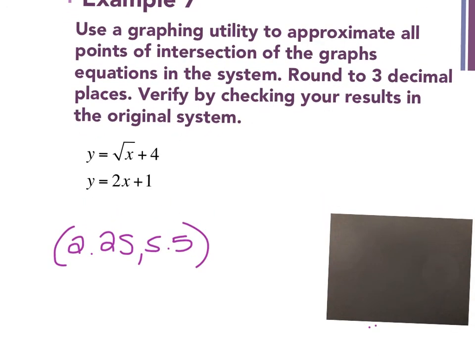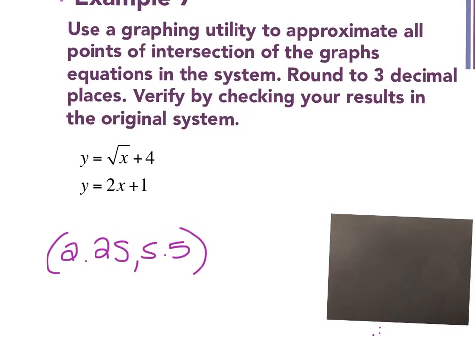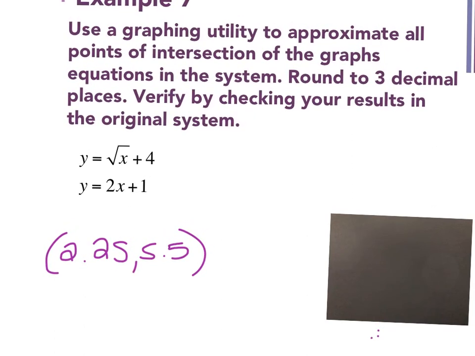So we won't do that last part, to save time, but what would verify by checking your results in the original system mean? Plug it in, okay? I wouldn't expect you to know the square root of 2.25 off the top of your head. So if you had a graphing calculator for this part, you would use it for that as well. But you should get the same answer, okay? So you can use a graphing utility to check every question. Sometimes it's a lot of work because you have to solve them for y, and they're not always as obvious, okay? But if you were to plug them in, you should get the same answer.